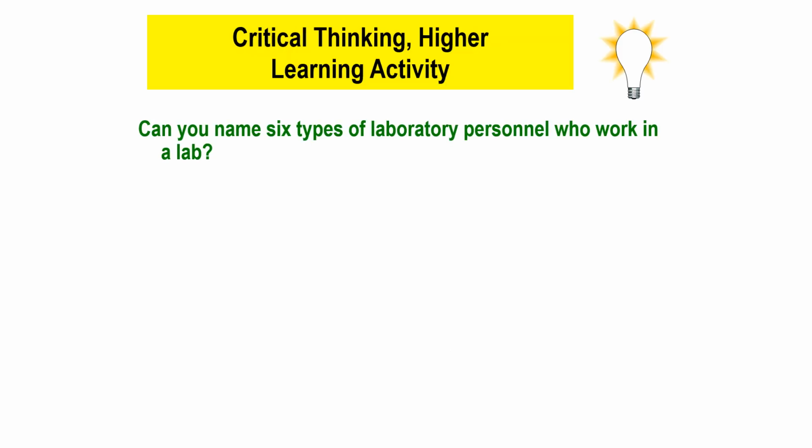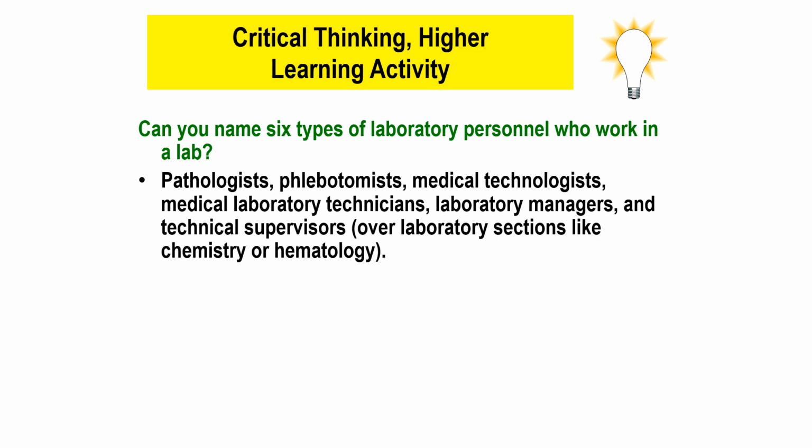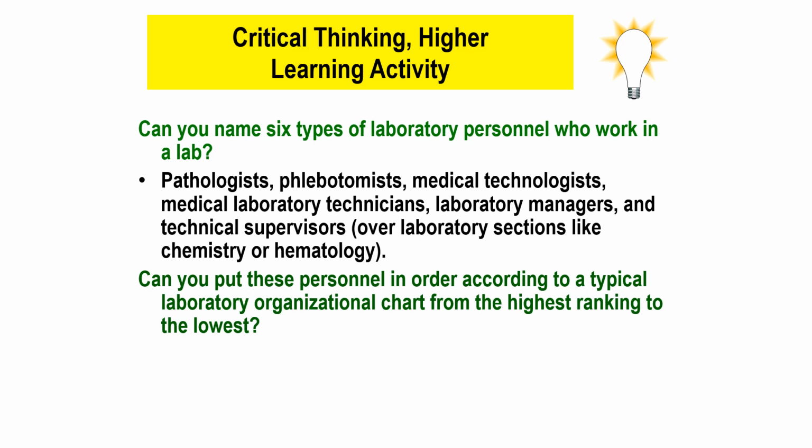You want to be able to name 6 types of laboratory personnel who work in the lab. There's pathologist, phlebotomist, medical technologist, medical laboratory technicians, lab managers, technical supervisors. Remember, those are the ones over certain sections like chemistry or hematology. Can you put these personnel in order according to a typical laboratory organizational chart? You'll see this in your textbook. Guys, please read chapter 1. Remember, you're going to get as much out of this class as you put into it.